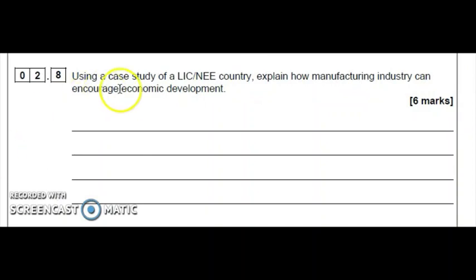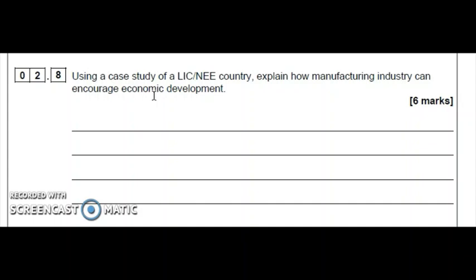Using a case study of an LIC or NEE country, explain how manufacturing industry can encourage economic development. So again, we've got to use Nigeria, that's our country. Basically, the question is wanting you to explain how mainly factory work can help give more money to a country. So first of all, we can talk about Africa's richest person, Aliko Dangote. Now, he's a multi-billionaire and a founder of a huge cement company.